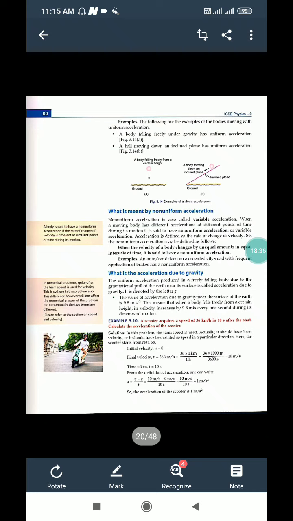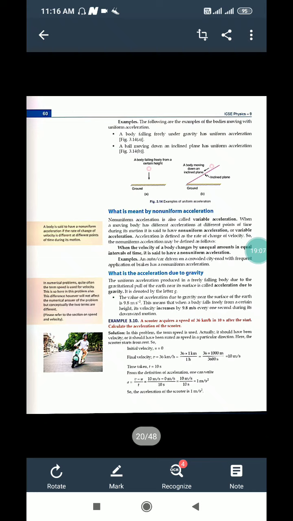Now the average value of g is 9.8 meter per second square, or nearly 10 meter per second square. Actually it varies from place to place. Thus, if a body falls freely under gravity, its velocity increases at the rate of 9.8 meter per second square.